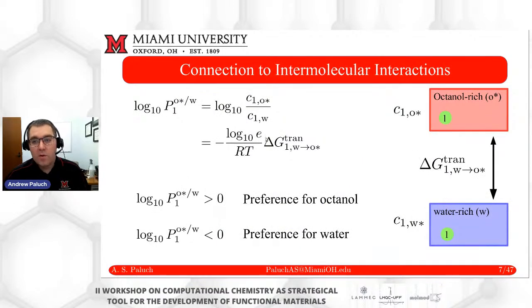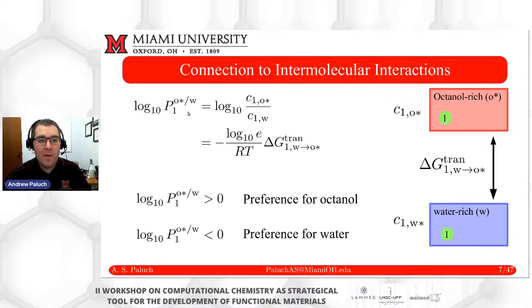All right. So another benefit of measuring the octanol-water partition coefficient is that we can directly tie it to intermolecular interactions. It's an experimental measurable. Experimentally, I measure the concentration of the octanol-rich phase and the water-rich phase, and my octanol-water partition coefficient is a log ratio of those two concentrations.